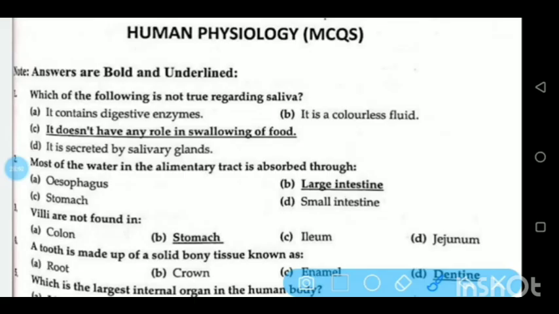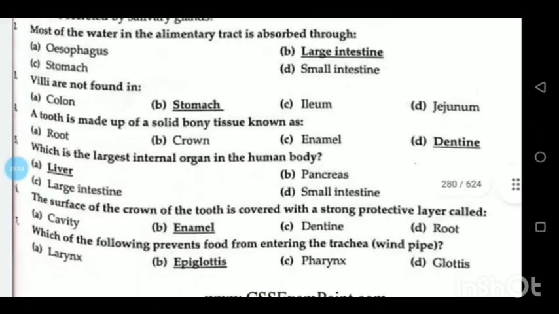Now is the time to revise human physiology MCQs. So let's get started. The first one is, which of the following is not true regarding saliva? It does not have any role in swallowing of food. Most of the water in the alimentary tract is absorbed through the large intestine. Villi are not found in the stomach.